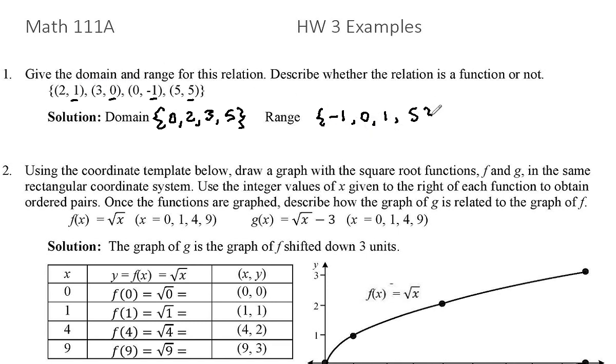And then they want to know, is that a function? So does every x have exactly one y? 2 is paired with 1 and nothing else. 3 is paired with 0 and nothing else. 0 is paired with -1 and nothing else. 5 is only paired with 5. So each x has only one y. So yes, it is a function.